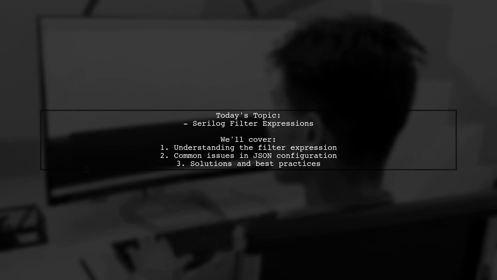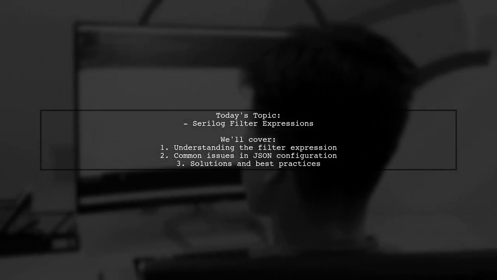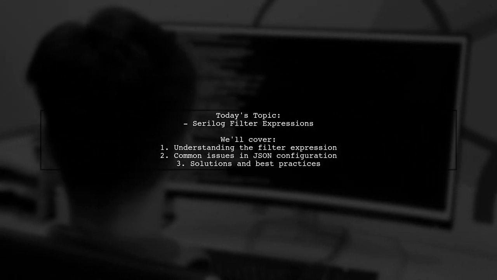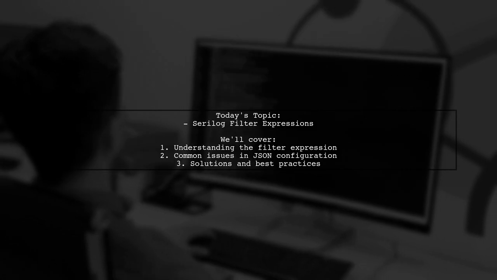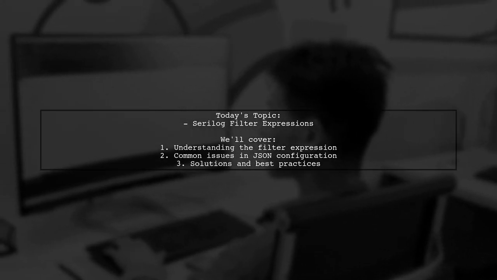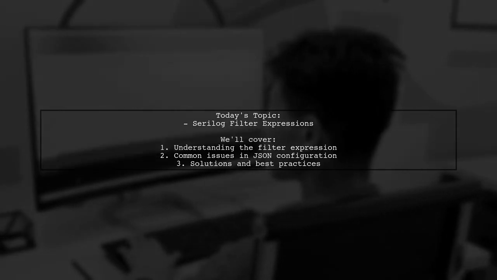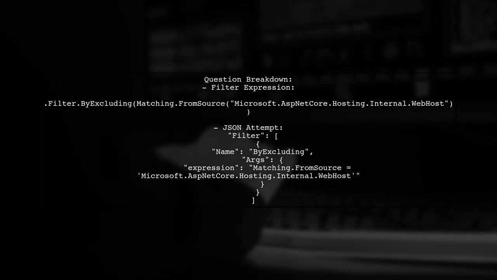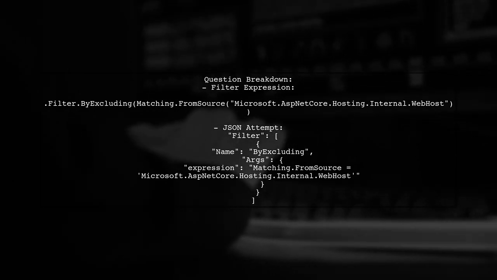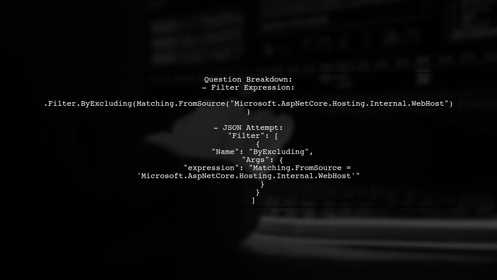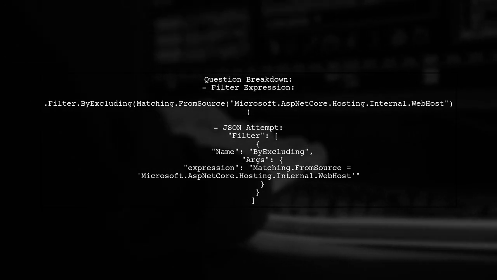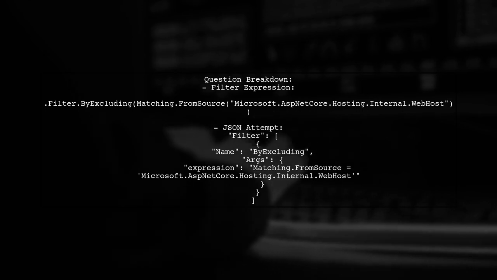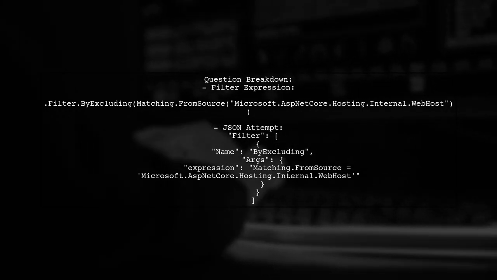Today, we're tackling a question that many developers encounter when working with Serilog. Our viewer is trying to specify a filter expression in their appsettings.json file. The viewer's question revolves around this filter expression. They want to exclude logs from a specific source, Microsoft.AspNetCore.Hosting.Internal.WebHost. While this syntax works perfectly in C#, they are struggling to replicate it in their JSON configuration.